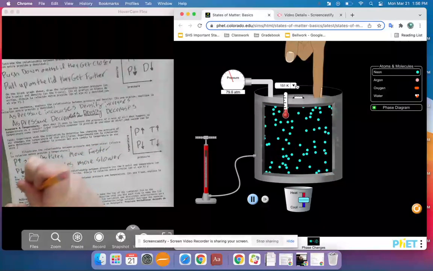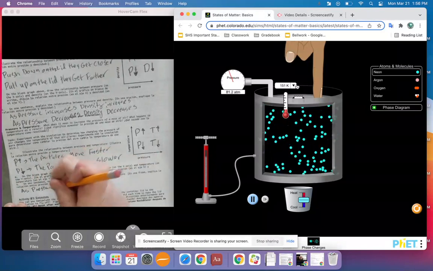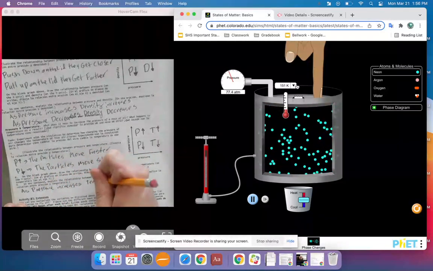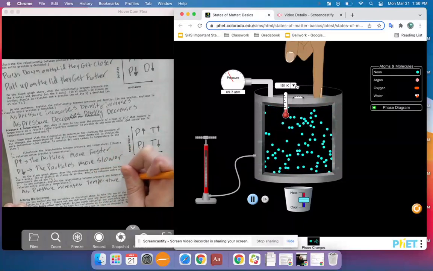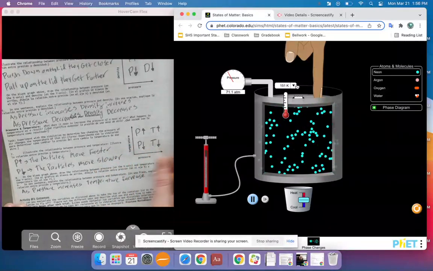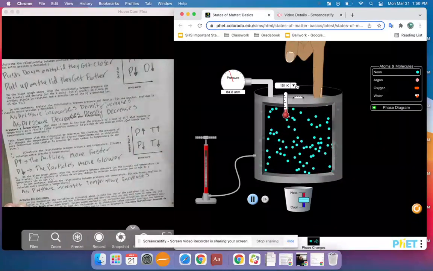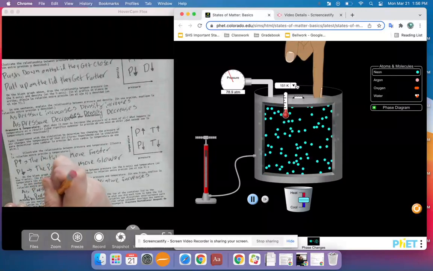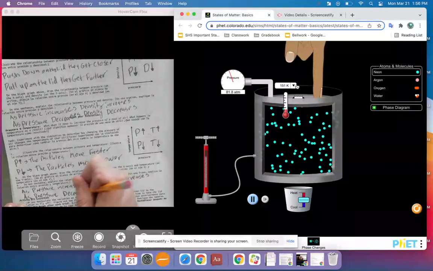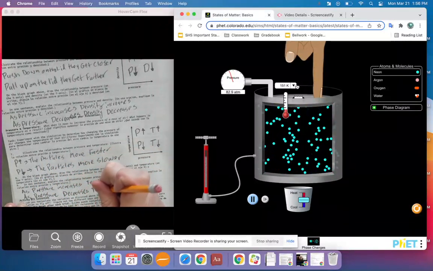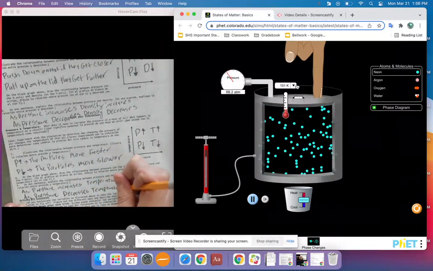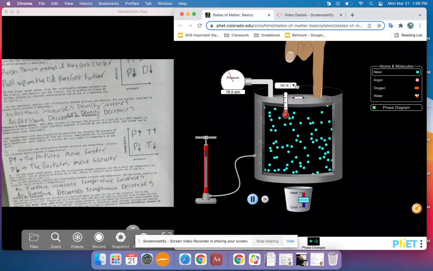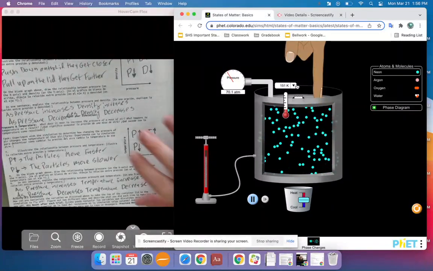So as pressure increases, temperature increases because as we're pushing down, they're bouncing around and moving so much faster. So the temperature goes up. As pressure decreases, temperature decreases. They have more space to move, so they move slower, and so our temperature is lower.